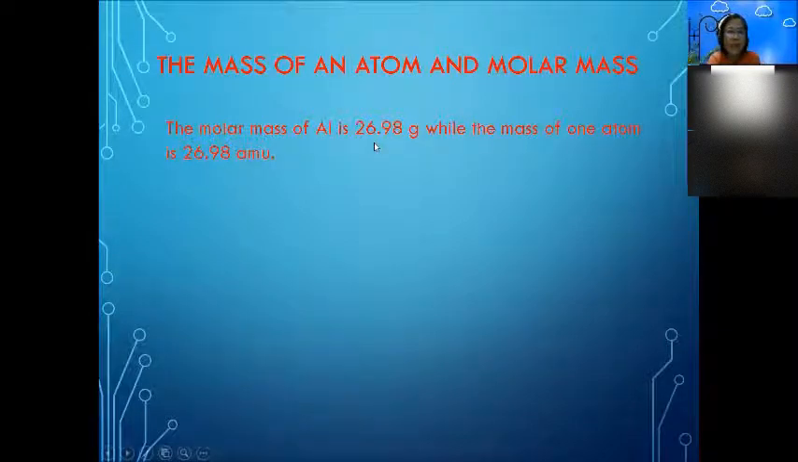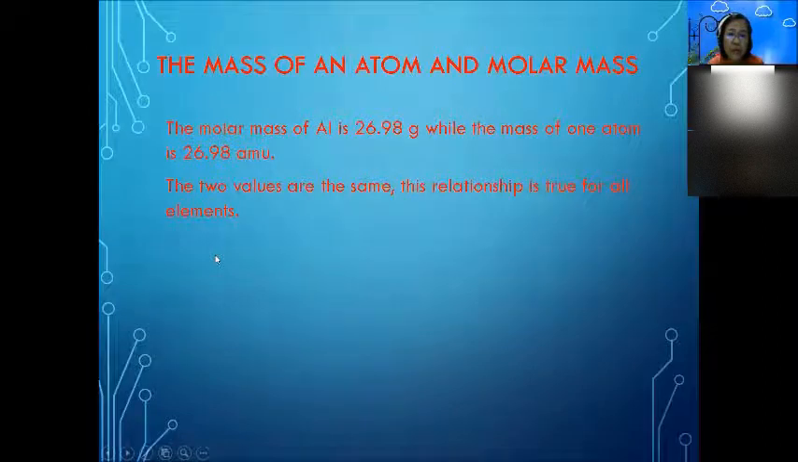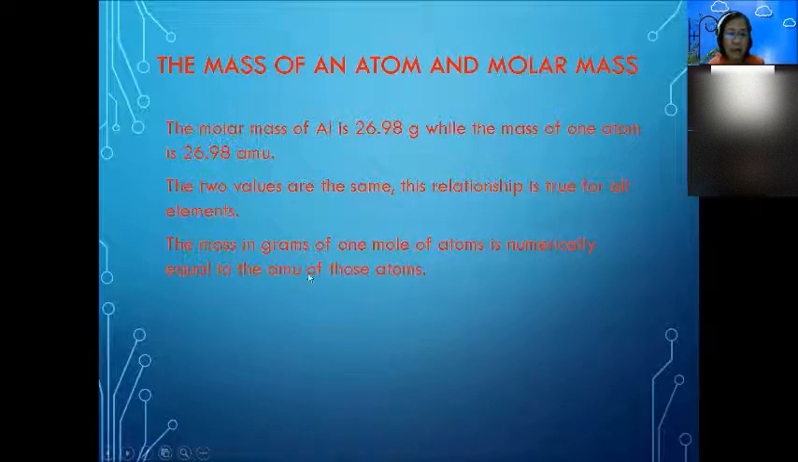While the mass of one atom is 26.98 atomic mass unit. Right. So the two values, you notice, okay, are the same. Okay, so we can now conclude that this relationship is true for all the elements. Di ba? Kaya in other words, the mass in grams of 1 mole of atoms is numerically equal to the atomic mass unit of those atoms.